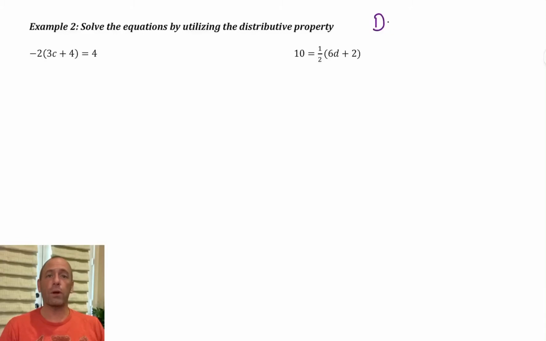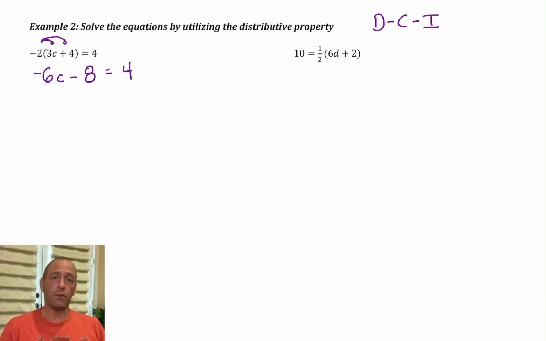So next up, we're going to throw some parentheses in there. So we go back to our acronym of DCI, and the first thing we're going to want to do is distribute. Now that's not the only way we could have attacked this problem, but it's a safe way to do it. Negative 2 times 3c is negative 6c, and negative 2 times 4 is negative 8.